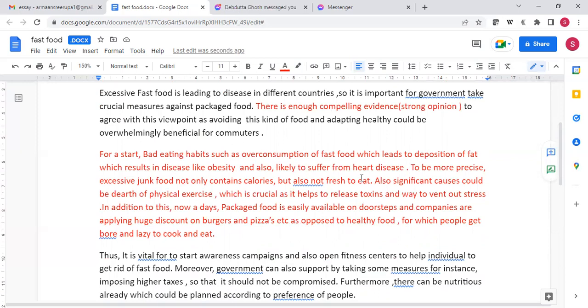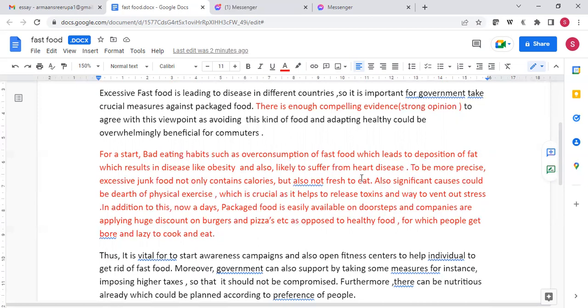If you look at this para, you'll see, for a start, bad eating habits such as overconsumption. She's talking about the adverse consequences or ill effects on your health, psychological, physical, mental, when you are consuming fast food or canned food. But in this entire para, she has not at all talked about the main idea of the question. What is the main idea of the question?